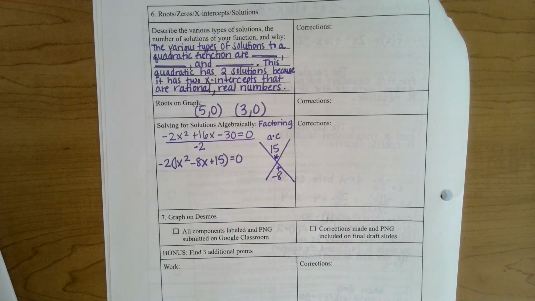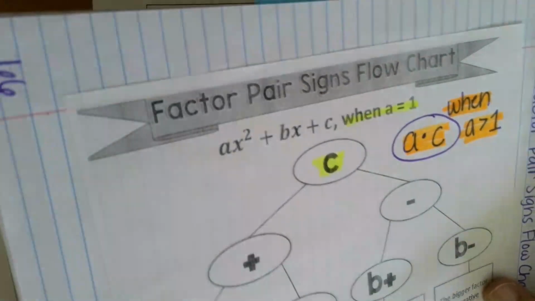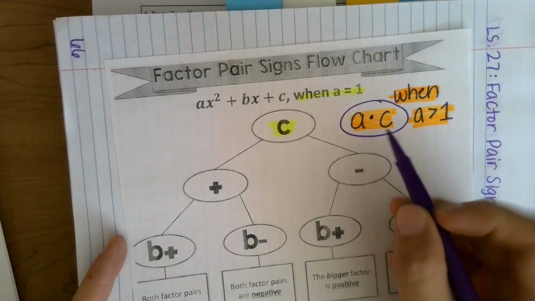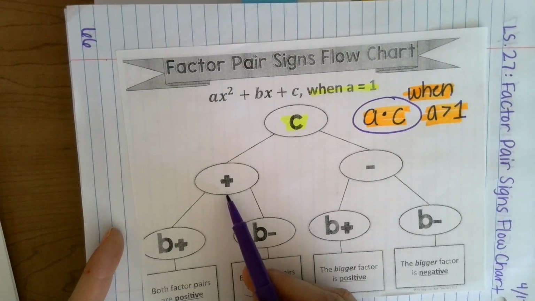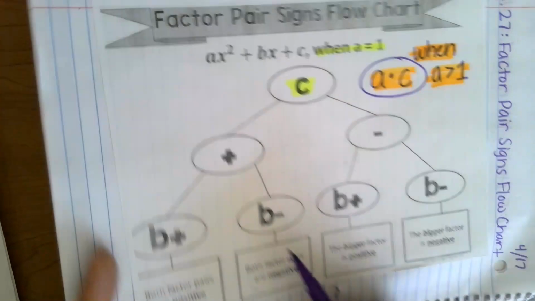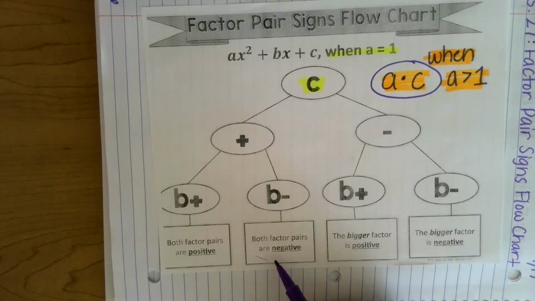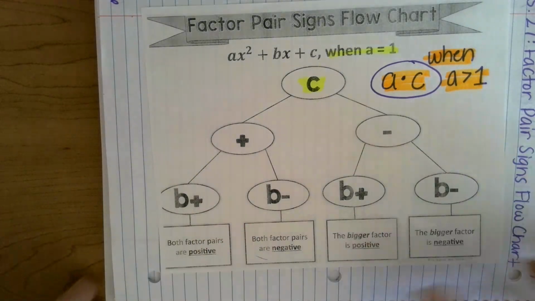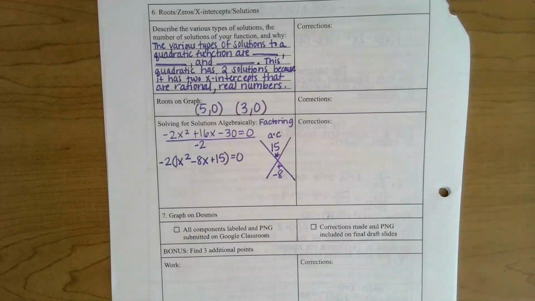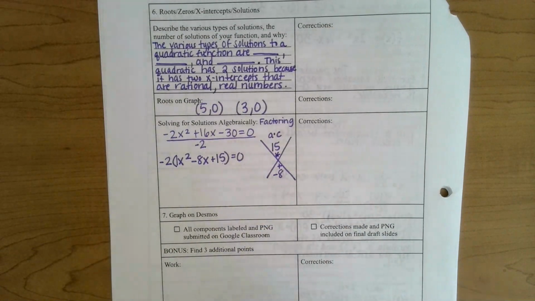Use that resource in your notebook. Going back to it right now, in Unit 5, the factor pair signs flow chart. So if I know my a times c is positive and my b value is negative, it's showing me that both factor pairs have to be negative. So I would use this flow chart to figure out your signs. All right, so test out some different things.